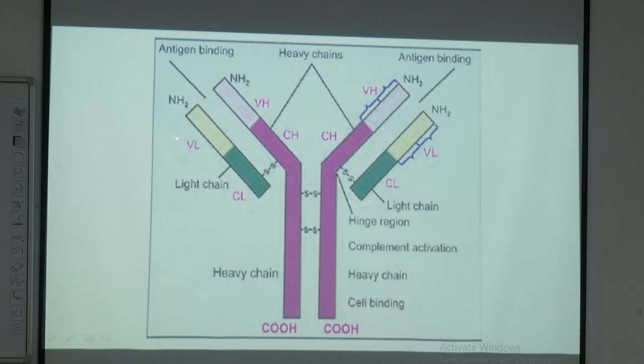Here we can see at the amino terminal, the antigen binds. This part is called the antigen binding site. In the light chain we can see there is a yellow part and a green part. Towards the antigen binding site, this part is called the variable part, and towards the carboxy terminal, it is called the constant part. In all the 4 chains, there is one variable portion and one constant portion.